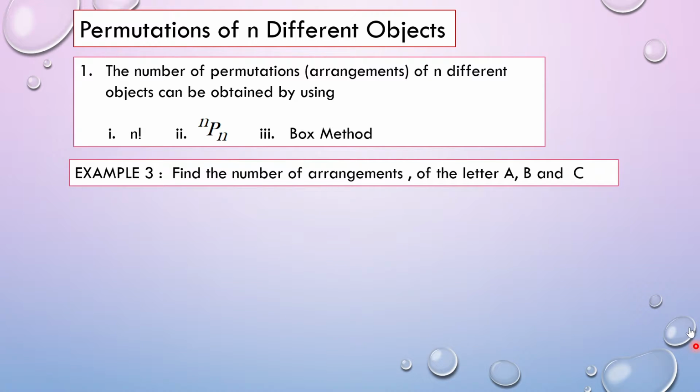Find the number of arrangements of the letters A, B, and C. Now you are given 3 letters A, B, and C. Now find the number of arrangements. How many ways can we arrange these 3 letters? The first arrangement can be A, B, C. So this is the first arrangement. The second arrangement can be written as A, C, B.